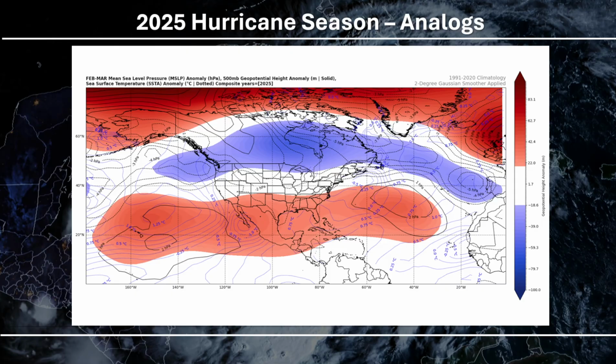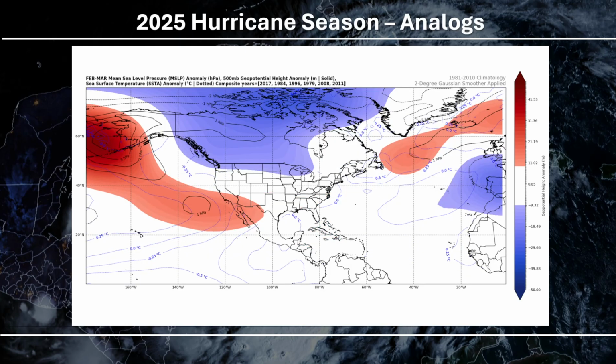And so I objectively compared these. I didn't do it subjectively. I compared it via code. And so these were the most objectively similar years to 2025. And we got 6 years.